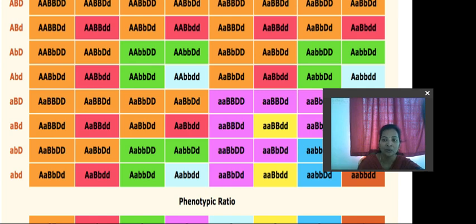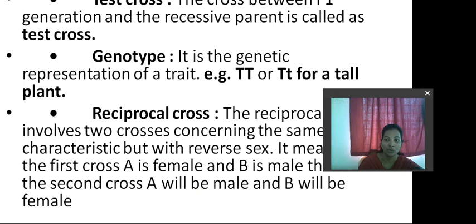Okay, so monohybrid cross, dihybrid cross and trihybrid cross are the three different types of crosses expressed here. So let's start the new topic, that is back cross. Back cross means the cross between the F1 generation and either of the parents. See students, when you get an expression, that is capital T and small t, you get capital T and also small t. That means it stands for the tall plants.